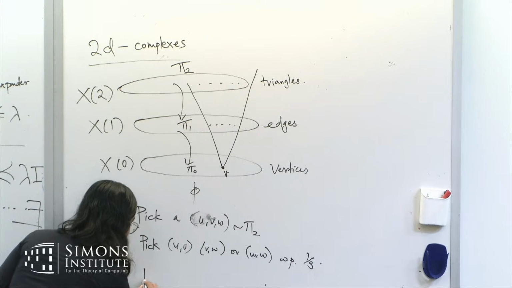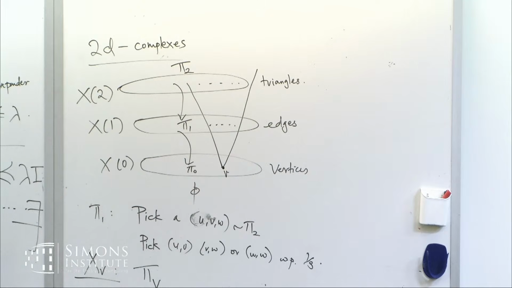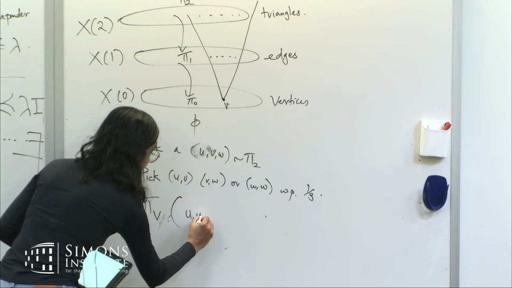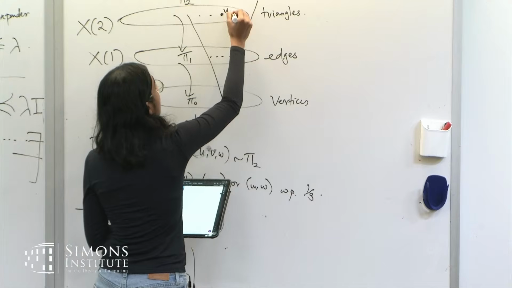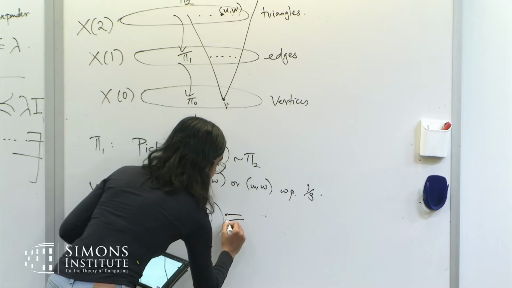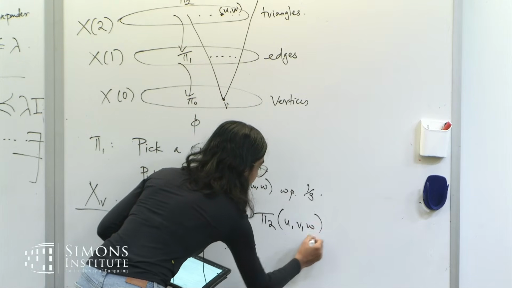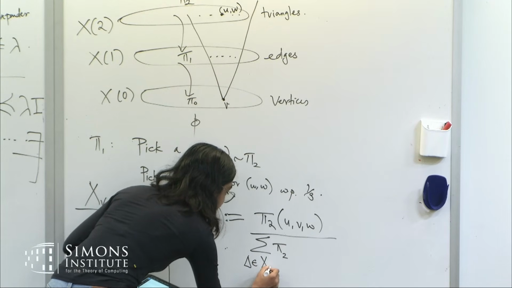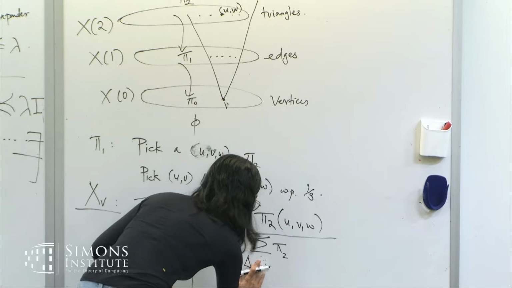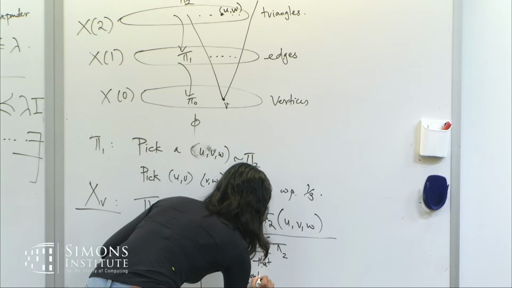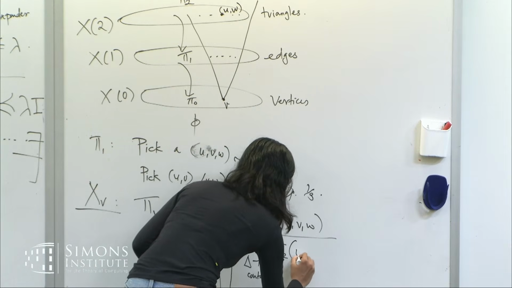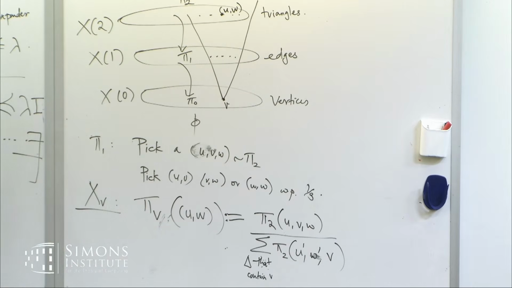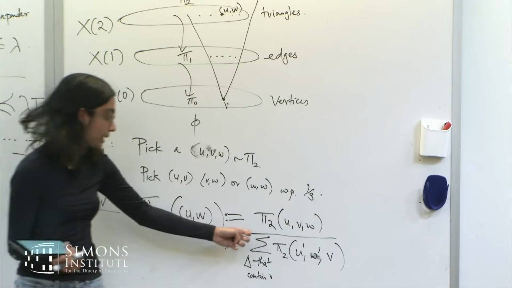So let's be more formal. We will denote this distribution in the link of V as pi_V. So pi_V of an edge in its link, suppose UW is an edge, is just going to be defined as pi2 of UVW divided by the sum over all triangles that contain V, over U' W' V. And so if this is the uniform distribution, you will get back the uniform distribution in the link.